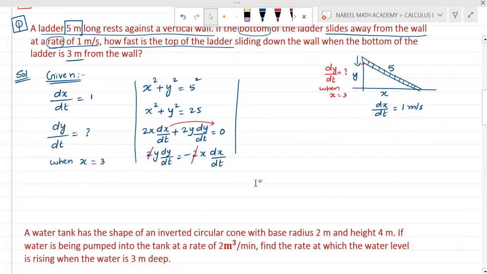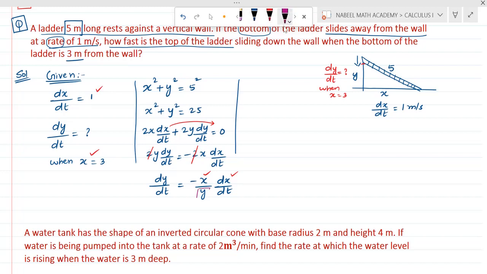So the remaining things we have here: this is the y. I don't want the y, so dy over dt is equal to minus x over y dx over dt. Here we have the x, that is good. Now dx over dt is also there, but what about your y? The y is still unknown.